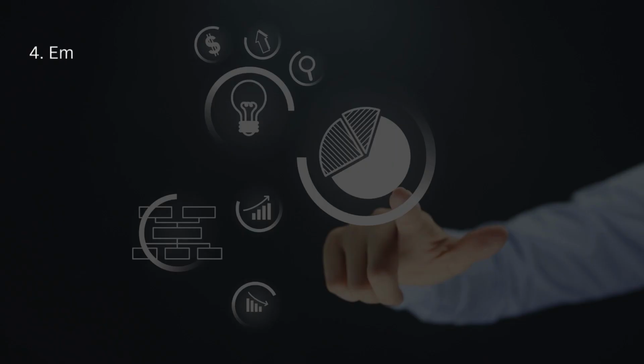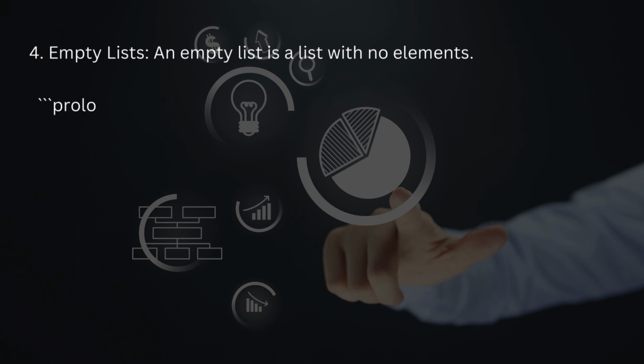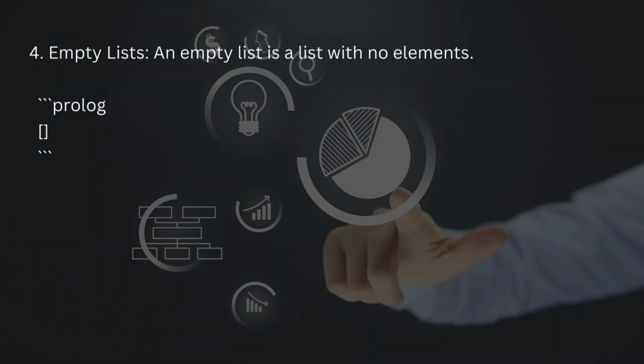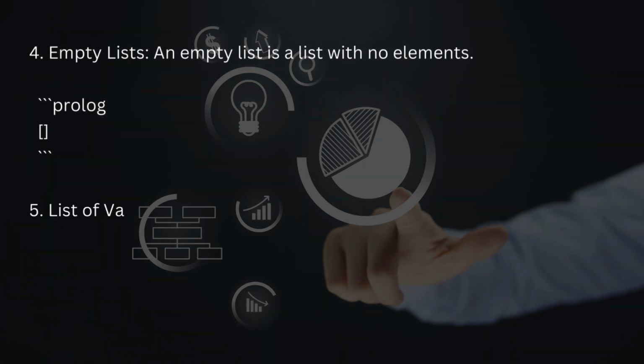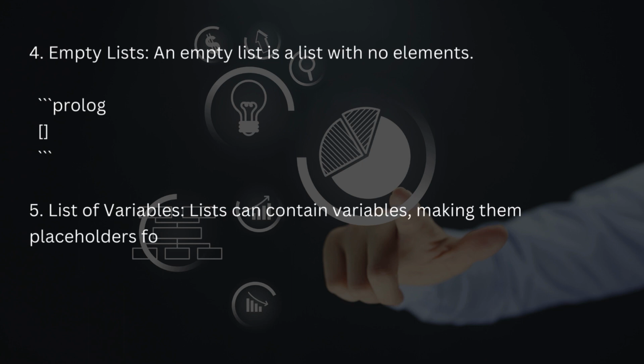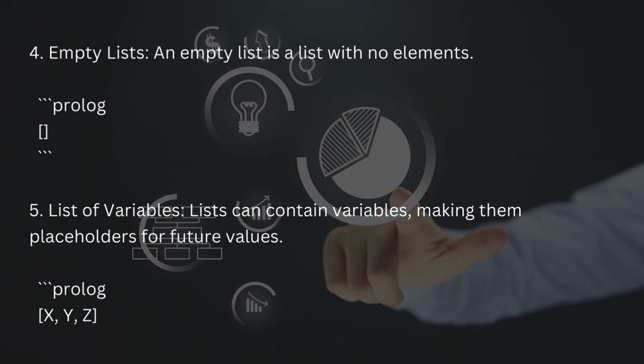Next is the empty list. An empty list is a list with no elements. So, how can you define it? With square brackets with no element. Next is the list of variables. Lists can contain variables, making them placeholders for future values. In Prolog, how can you write it? [X, Y, Z], all in capital letters.